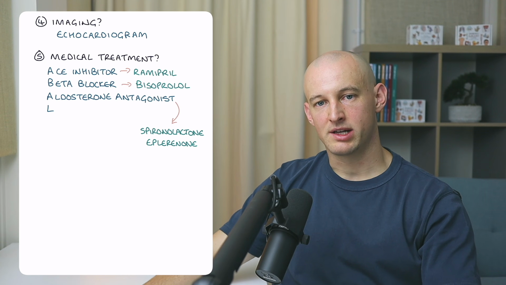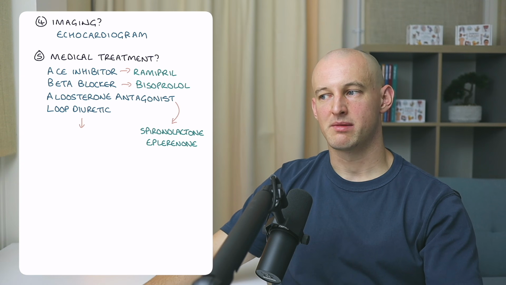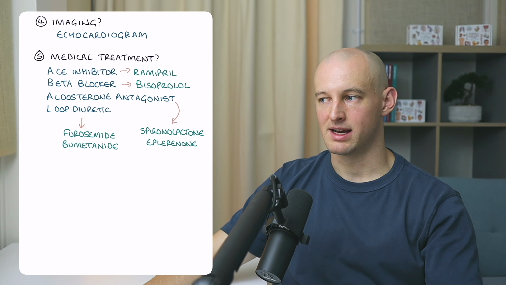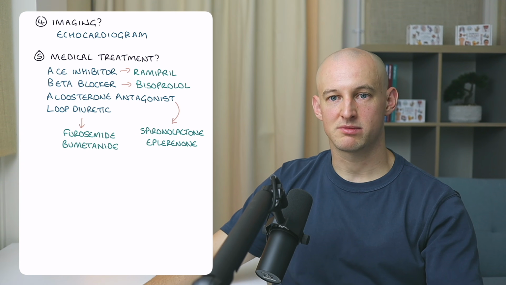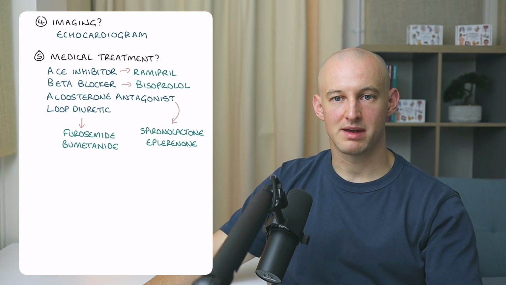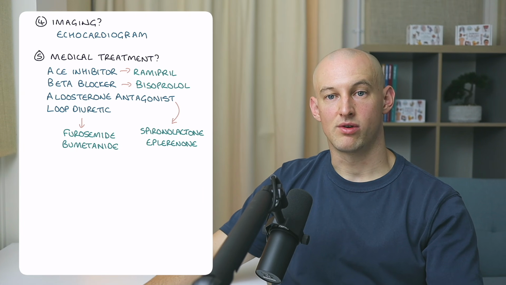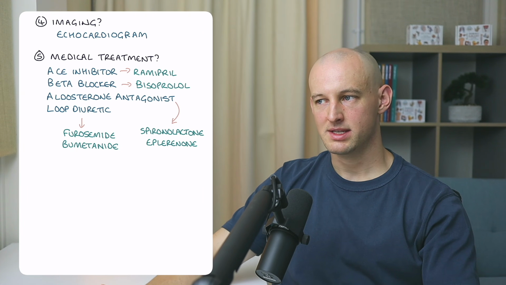And the final L is for a loop diuretic, for example, furosemide or bumetanide, which is to treat the symptoms of edema, so extra fluid in the ankles or affecting the lungs. On to the next case.